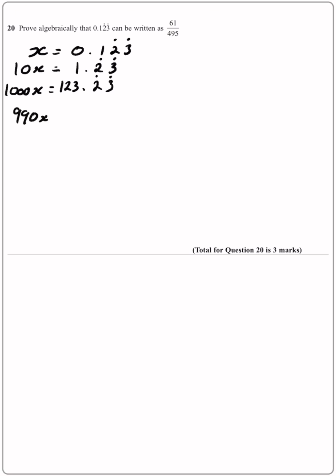Question number 20. So recurring decimal to fraction, so x is 0.1 and then 2, 3 recurring. Times that by 10 to bring the recurring part up to the decimal point. Times both sides by 100, because we've got 2 recurring numbers, so 1000x equals 123.23 recurring, and subtract 10x from 1000x, gives us 990x, and 123.23 recurring, subtract 1.23 recurring is 122. Divide both sides by 990, 122 over 990 simplifies to 61 over 495.